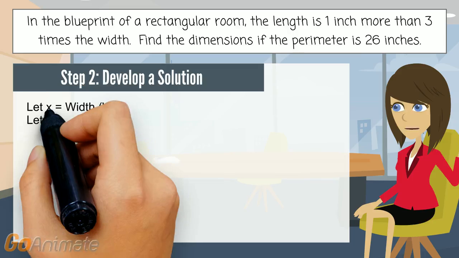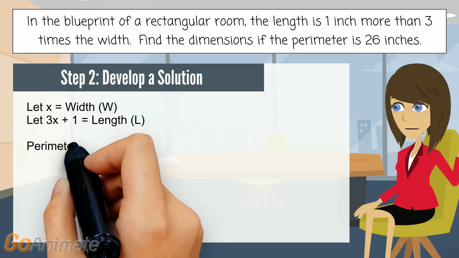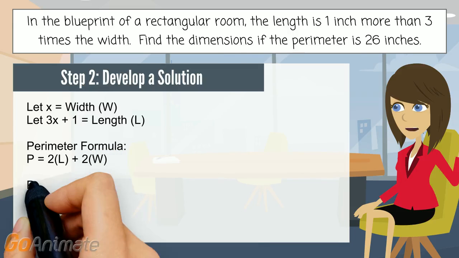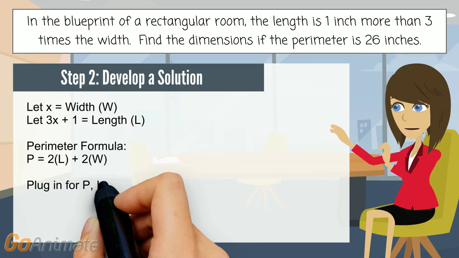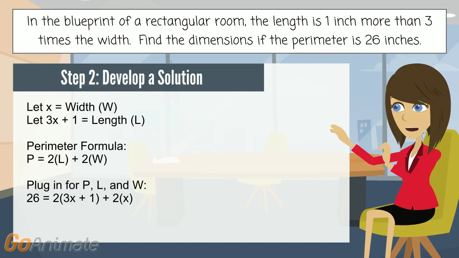Now it's time to plan our solution. We know the length is 1 more than 3 times the width. So we're going to call the width x, and we're going to call the length 3x plus 1. After that, we're going to plug those two let statements into the formula for the perimeter.